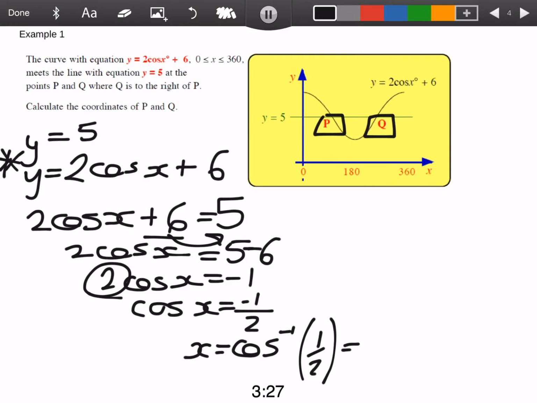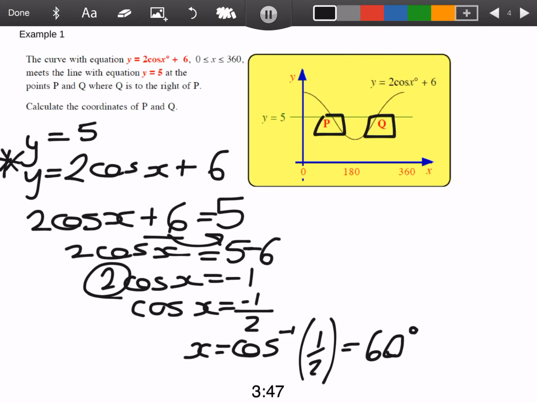Right, let's see, calculator, and make sure you are on degrees mode. Make sure you've got a calculator that works. Oh yes, it does. Right, inverse cos 1 divided by 2, put it in brackets if it's a fraction. All calculators will work if you put the brackets in. Now, if I do that, I get 60 degrees.